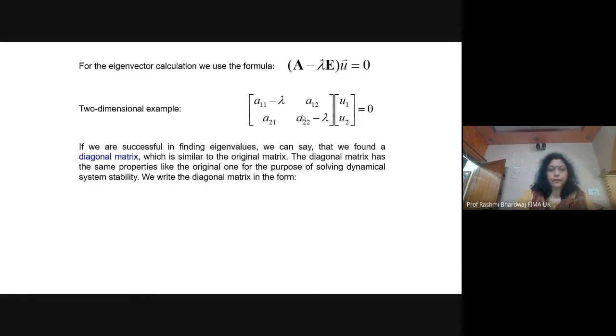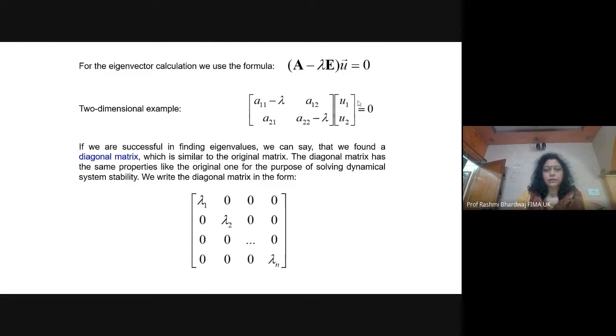If we are successful in finding eigenvalues, we can say that we find a diagonal matrix which is similar to the original matrix. And the diagonal matrix has the same properties as the original one for the purpose of solving the dynamical system. Suppose the eigenvalues are lambda 1 and lambda 2. Then the diagonal matrix is lambda 1, 0, 0, lambda 2. If we have n dimensions, then we have lambda 1 and the corresponding zeros, and so on.